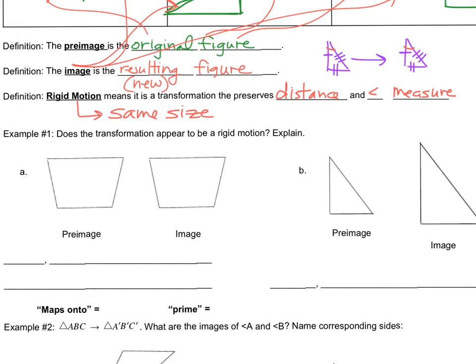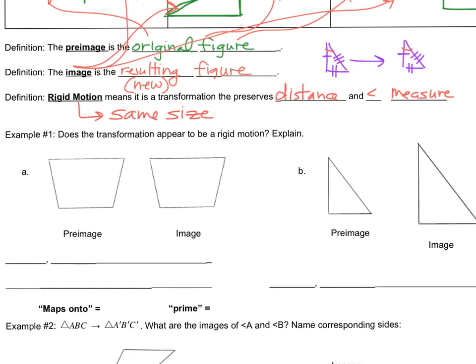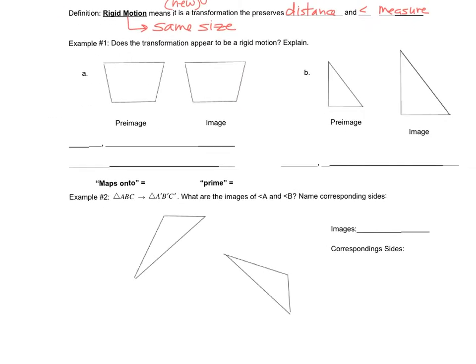So let me just show you in this example what I mean by that. This one asks you, does the transformation appear to be a rigid motion? So look at A. You have your preimage, you have your image. Would you say that's a rigid motion? Does it preserve distance and angle measure? Yes, right? If they are the same size and the same figure, we would say yes. So this would be yes.